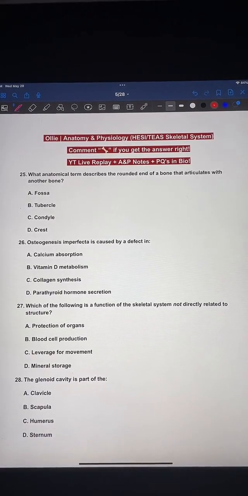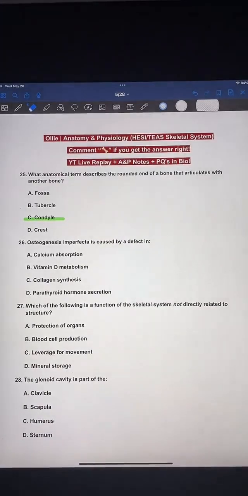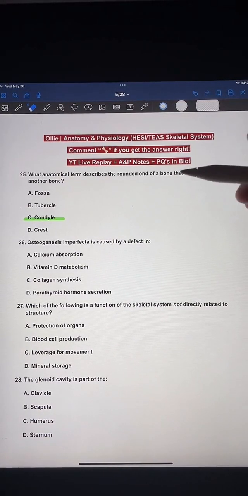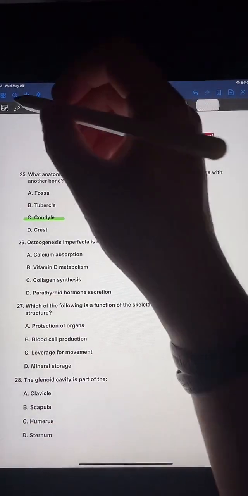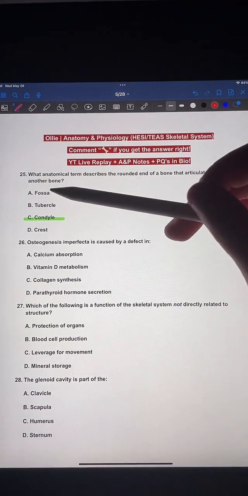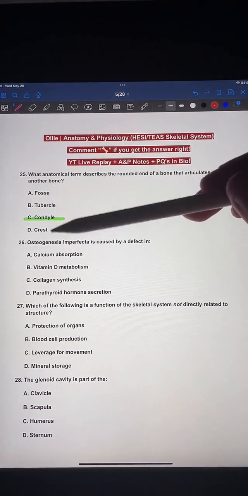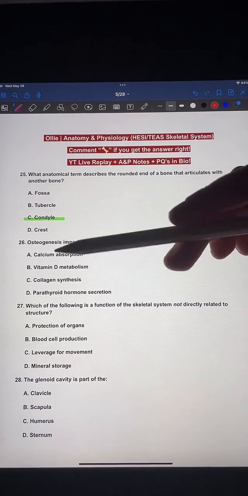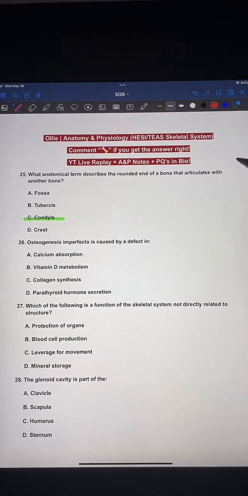But 25, the anatomical term for a rounded bone end is a condyle. So the condyle is, like we said, the smooth, rounded articular surface, like at the femur or our mandible. The fossa is a depression. The tubercle is like a rounded bump, particularly to function as a muscle attachment. And the crest, that is like a prominent ridge, so it's not articular.